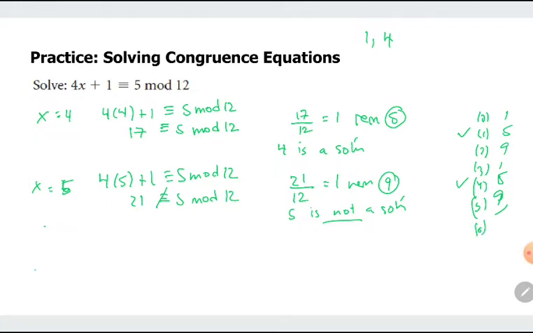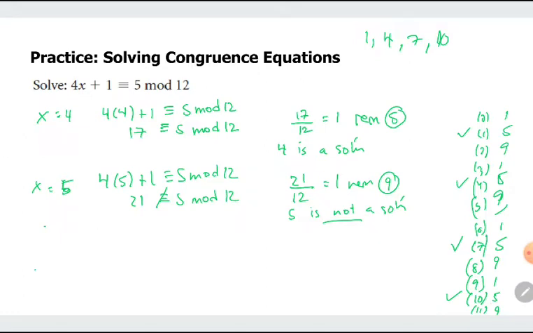If I substitute 6 to the left side of the equation, I'm expecting a remainder of 1. 7, a remainder of 5. So 7 is also a solution. 8, 9, 10, and 11. If I put 8 to the x, the remainder will be 9, 1, 5, and 9. 10 will also be a solution. If you want to verify that, please help me and do so. So these are my solutions, all less than 12, which is the modulus.